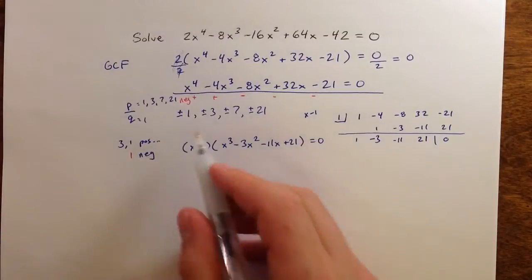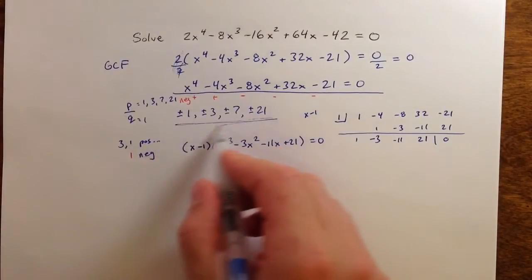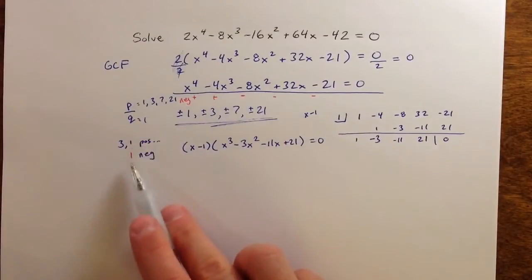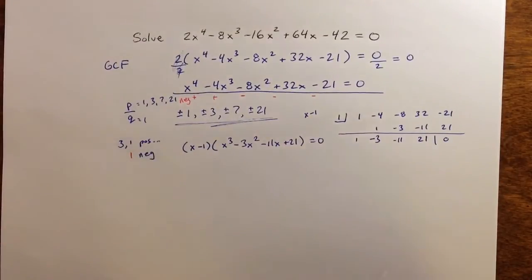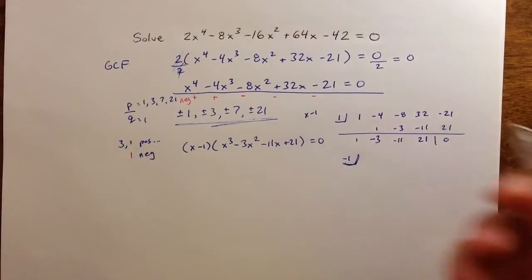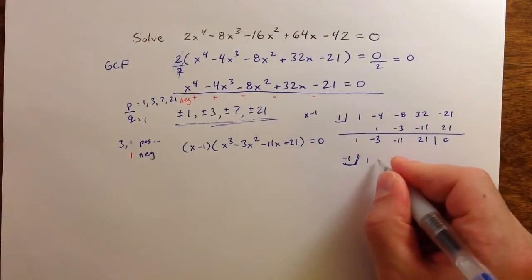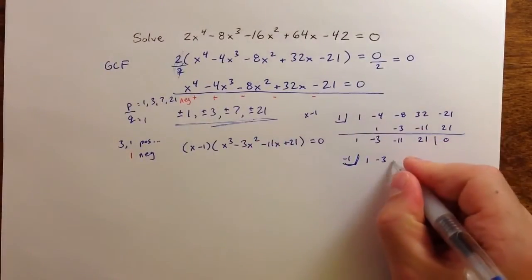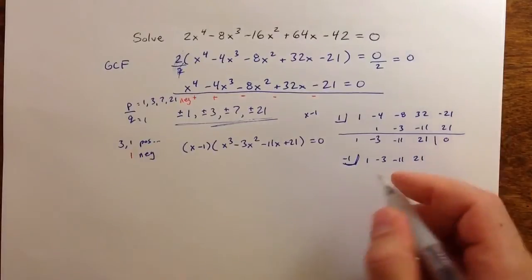Essentially we have the same possible solutions, except now we know we've encountered one positive solution, so now maybe let's look at negative solutions to see if we can find one. So I'll start with negative 1. The coefficients that I want to use now are 1, negative 3, negative 11, and 21.